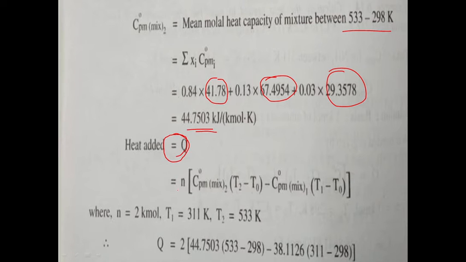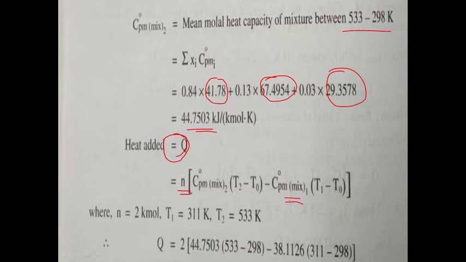Capital Q is equal to n into Cp m dot mixture 2 (T2 minus T0) minus Cp m dot mixture 1 (T1 minus T0). Why are we not preferring the general equation here? The general equation is a lengthy procedure. To avoid this, we use the mean molar heat capacity equation. Are you clear or not? This is a very simple equation compared with the general equation.